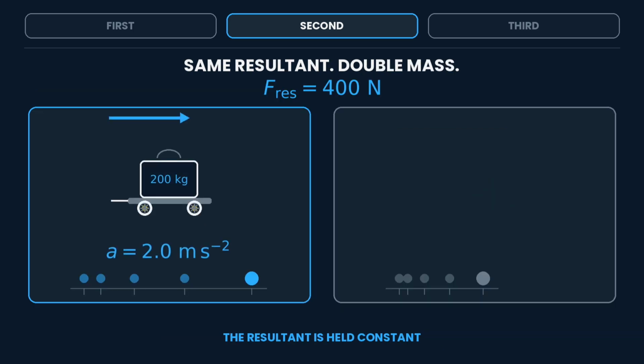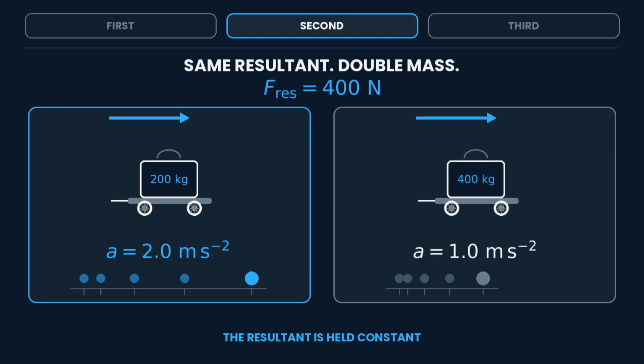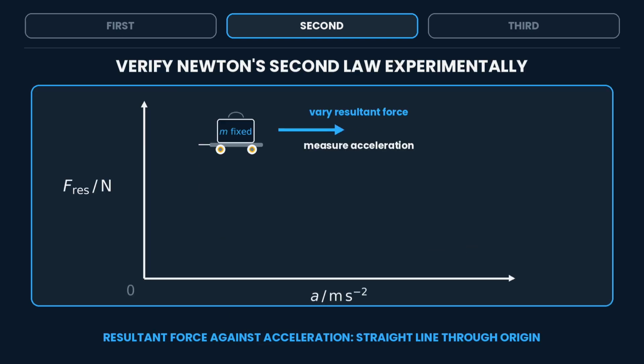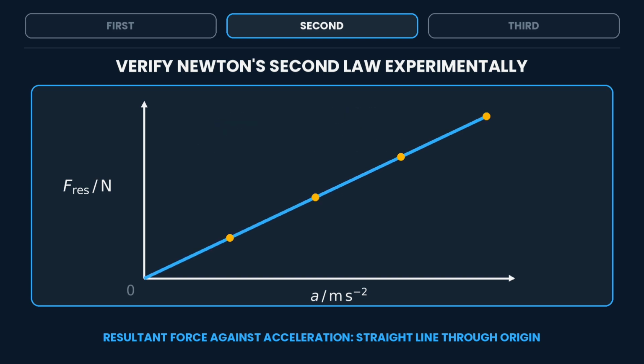The equation also shows the role of mass. Keep the resultant at 400 newtons, but double the mass to 400 kilograms, and the acceleration halves to 1.0 meters per second squared. More mass means less acceleration for the same resultant force. We can verify the relationship experimentally. Keep the mass fixed, vary the resultant force, and measure the acceleration. A graph of resultant force against acceleration should be a straight line through the origin. Its gradient is the mass.